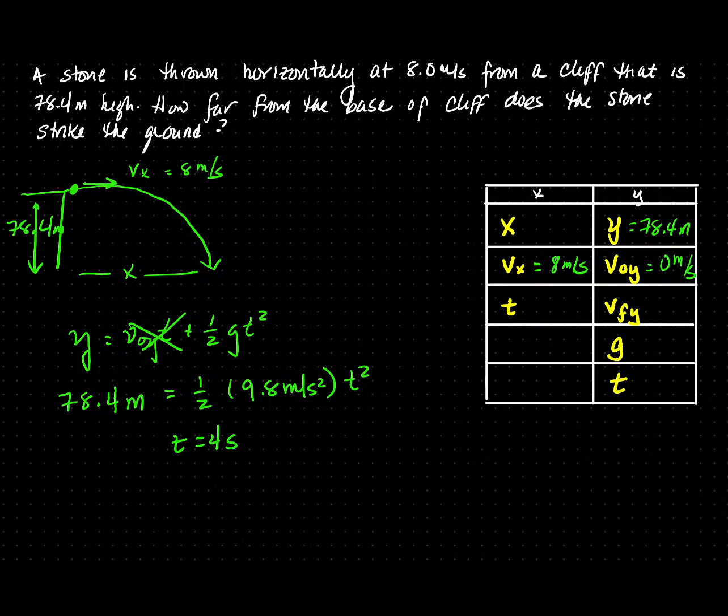Now we found time. Time is equal to 4 seconds. That tells you the time in the x direction is also 4 seconds. So my equation in the x is x equals vxt. My velocity is 8 meters per second times 4 seconds. So my range is 32 meters.